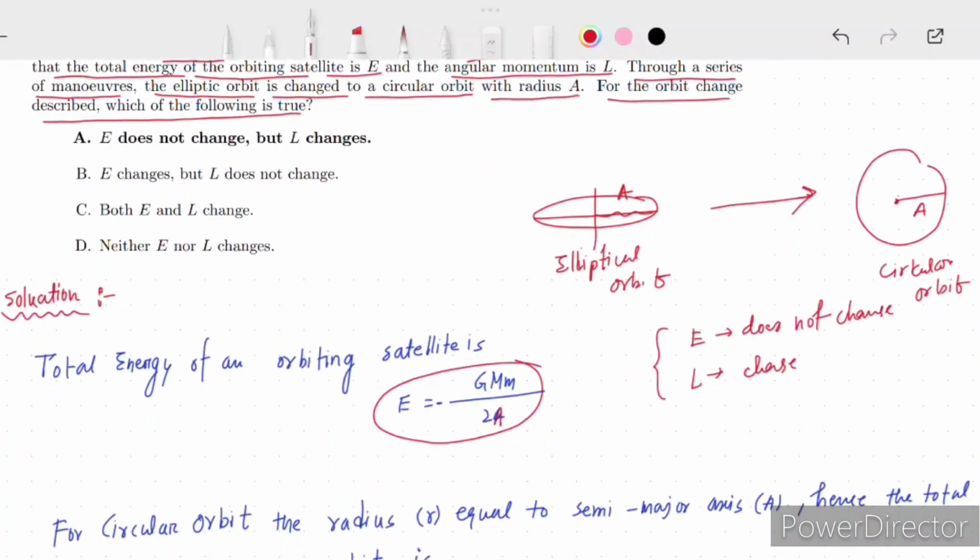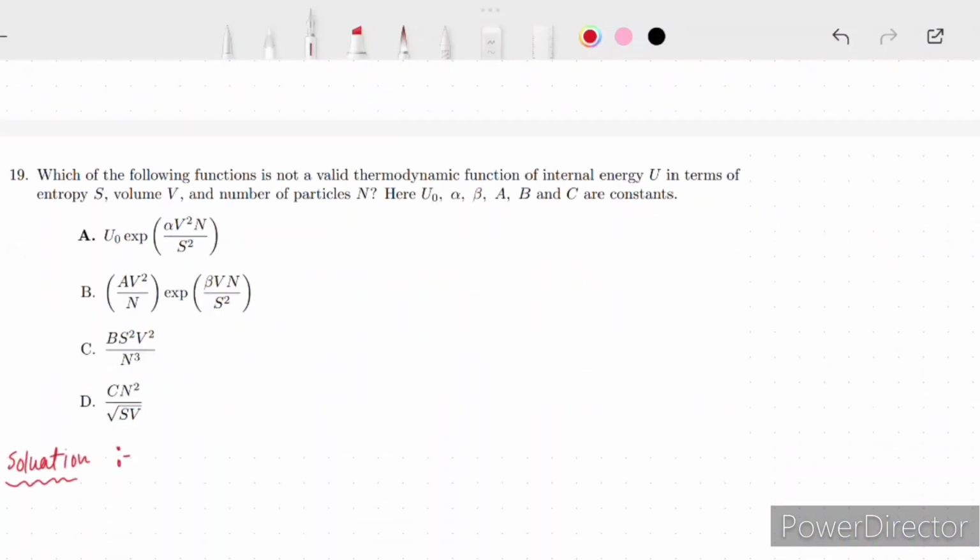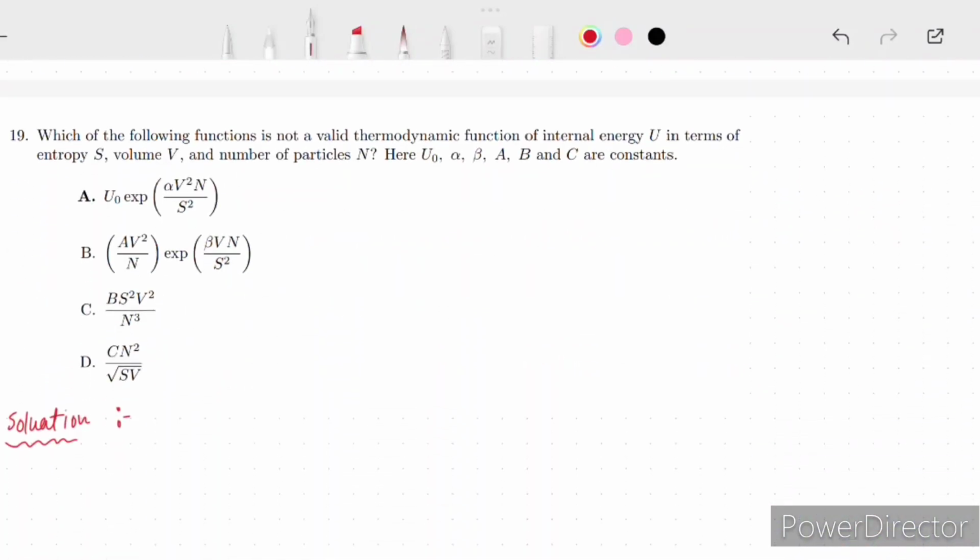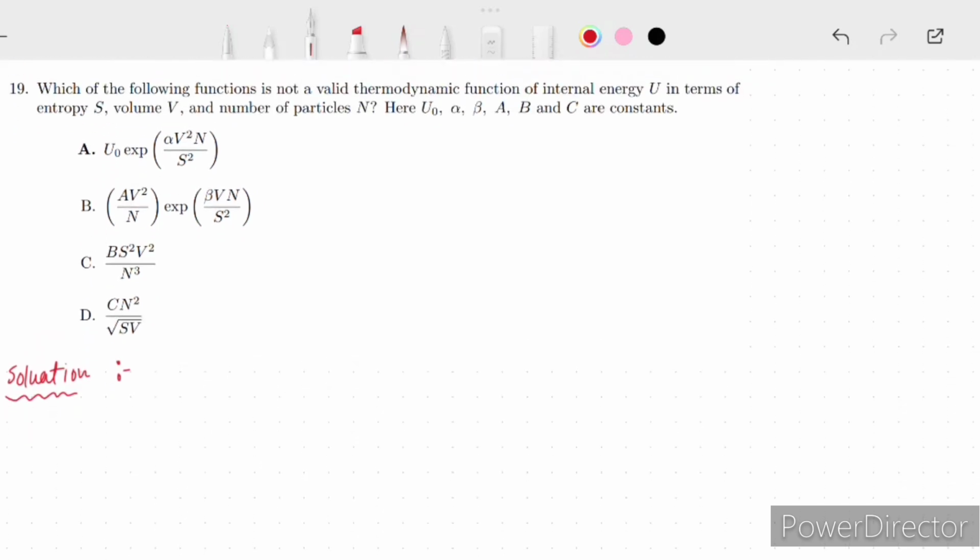Next we go to question number 19. This question number 19 is for your homework. Please do it yourself.